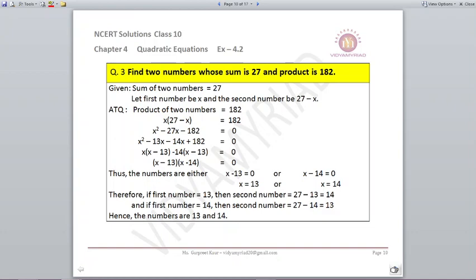So if my first number is 13, my second number will be 27 minus 13, which becomes 14. And if my first number is 14, the second number will be 13.